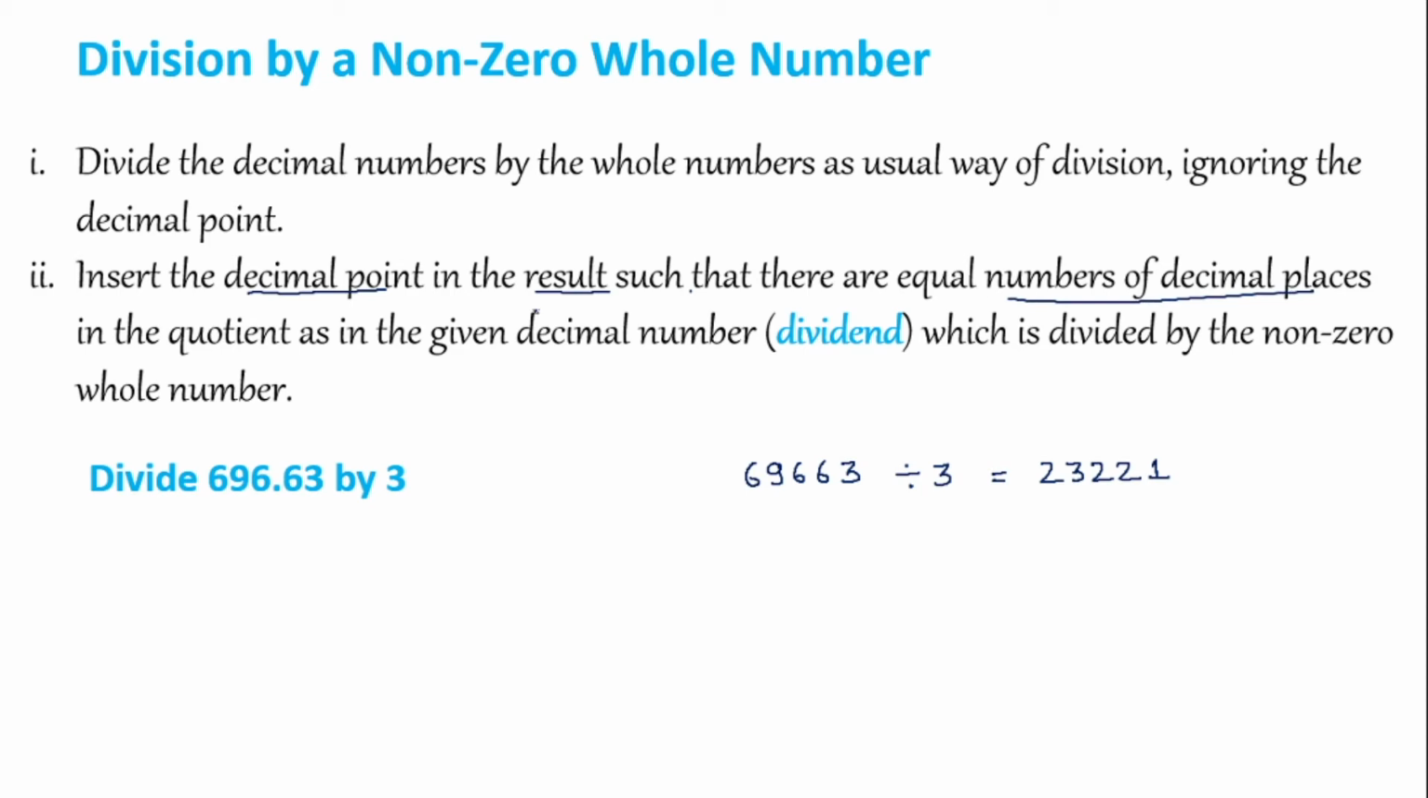Now the second step says that you have to insert a decimal point in the result such that there are equal number of decimal places in the quotient as in the given decimal number, that is your dividend. So in this question your dividend is 696.63 and you have two decimal places after the decimal. So you will insert the decimal point in the quotient two places from the right. So your answer is 232.21.